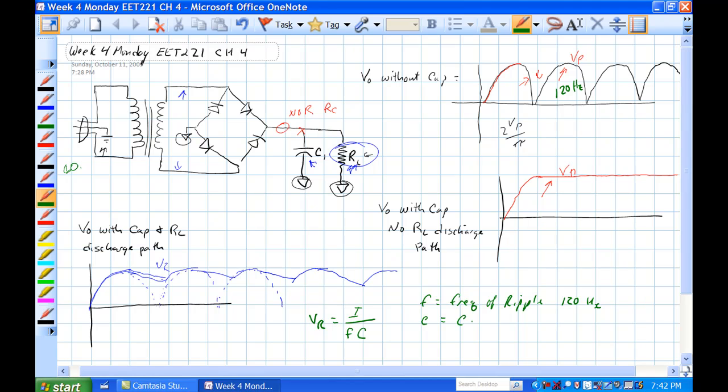C is equal to the capacitance, whatever cap you put in here, and I is equal to the amount of current required from the cap. Since I'm out of space here, I'm going to move this on to the next one.